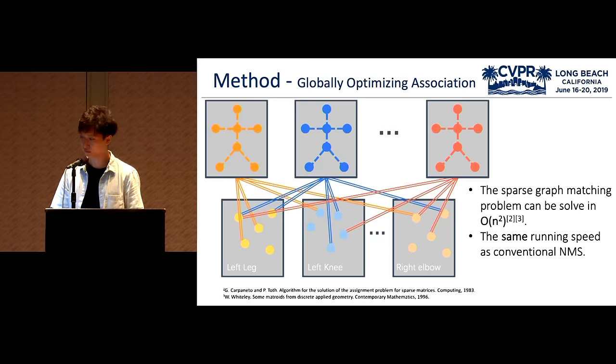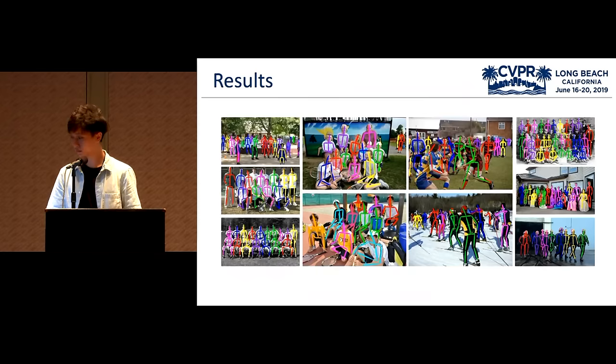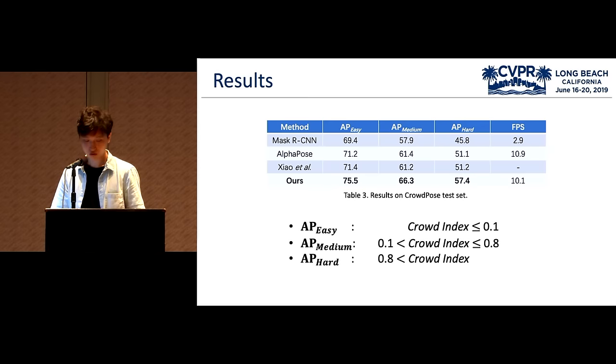This linear assignment problem for the sparse matrix can be solved in O(n squared). Such computation complexity is the same as the conventional greedy NMS algorithms. Here are some qualitative results of our method. We test the results at different occlusion levels.